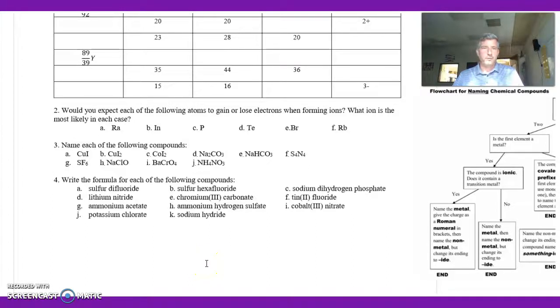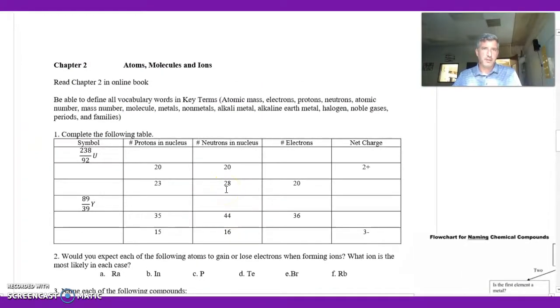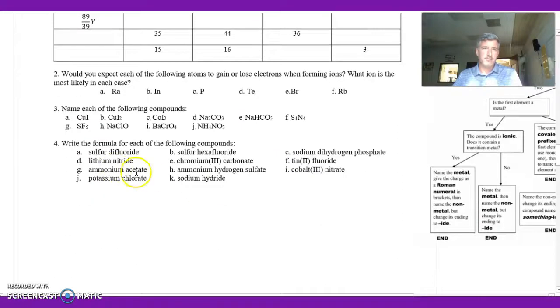So we're going to focus on how we name compounds. And to do that, let's first of all look at the summer homework. This is under Chapter 2, Atoms, Molecules, and Ions. We're going to focus first on question 3, and then we'll talk a little bit about writing formulas, as you see there in question 4.